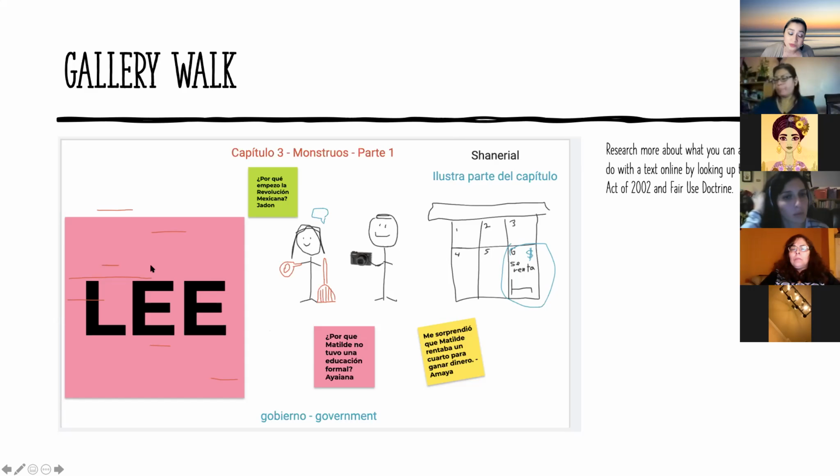So they had to read the chapter. One student was assigned to a picture, so they had to read the little paragraph, and they had the picture as support. And then after they were done doing that, they had to go visit 3 other classmates and put some questions in there to show me that they understood.